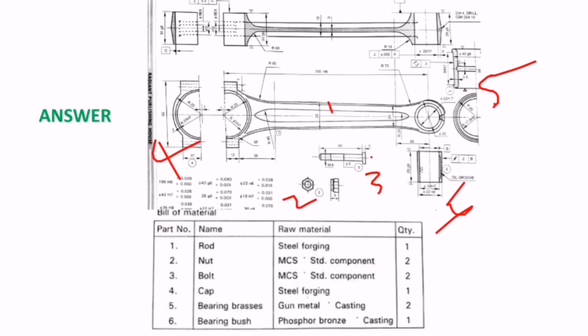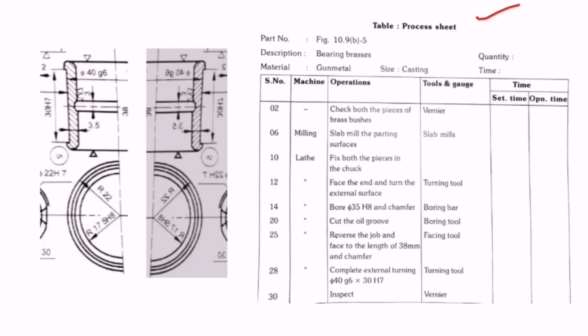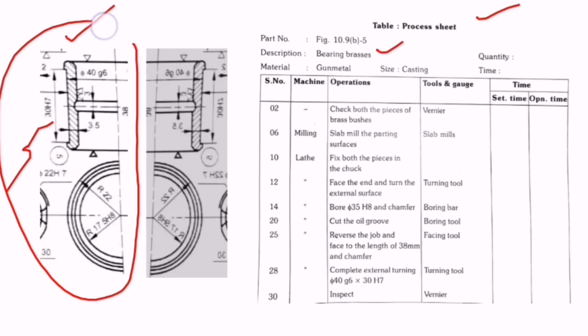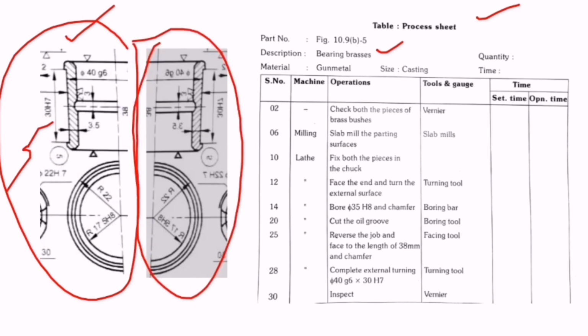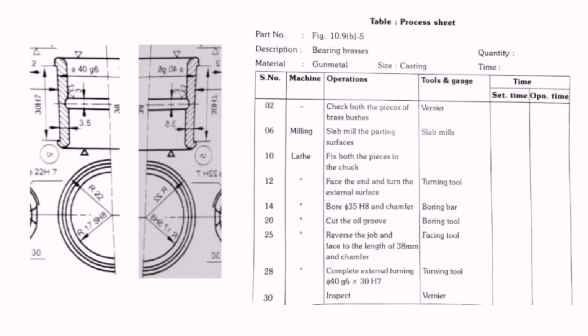This is our task. The first question is to draw the component drawings. This is the answer for that particular question. The process sheet we are preparing is for bearing brasses. That is the fifth part of the question. So this looks like a bearing brass half portion. This is a half portion, and this is the other half. If we combine these two, it looks like a complete circular ring. So this is the front view. This is the top view. Let's see the process sheet.